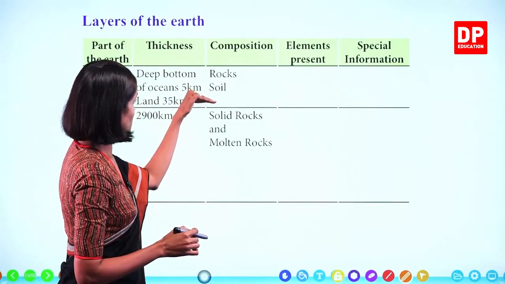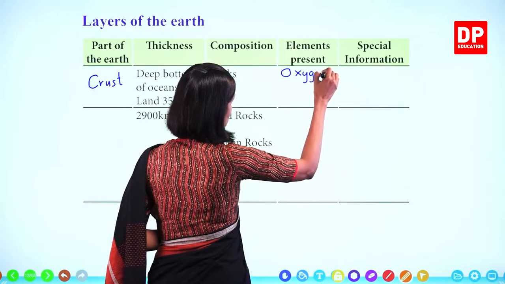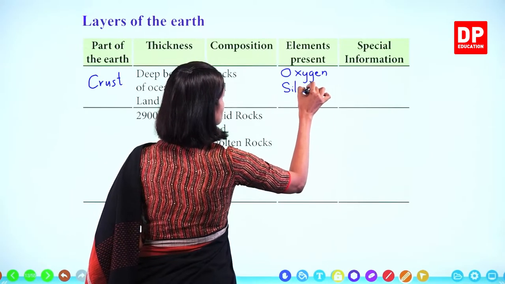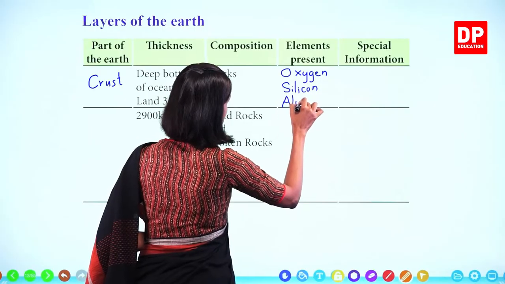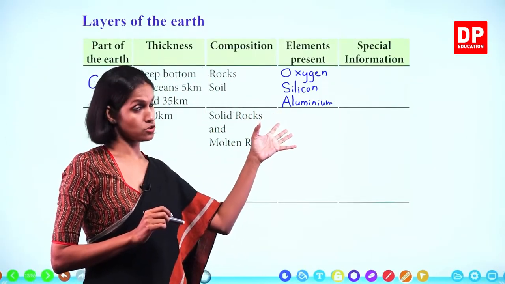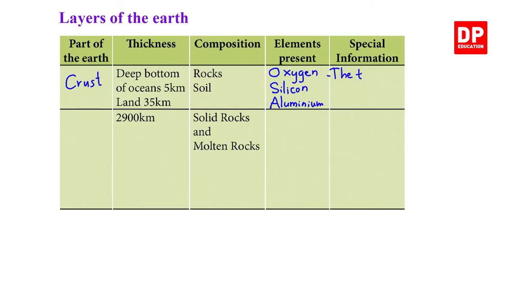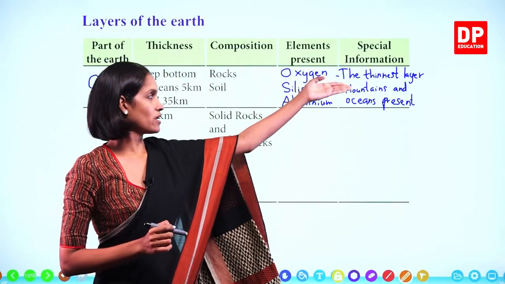So the composition, rocks and soil present. What are the elements present here, children? We will write oxygen, silicon, aluminium. Right, oxygen, silicon, aluminium, iron also present. Okay, special information, you can write the thinnest layer. Mountains and oceans present. Right. So when you write, you can write more information as well.